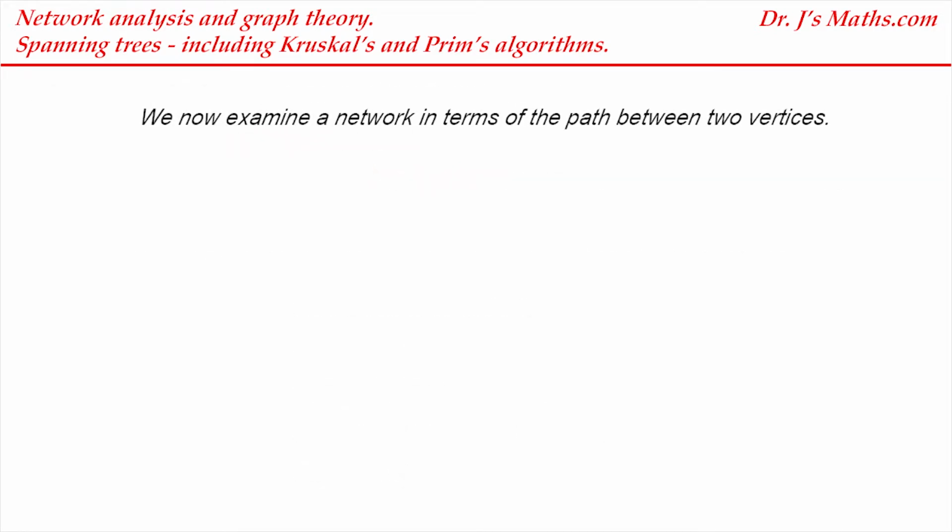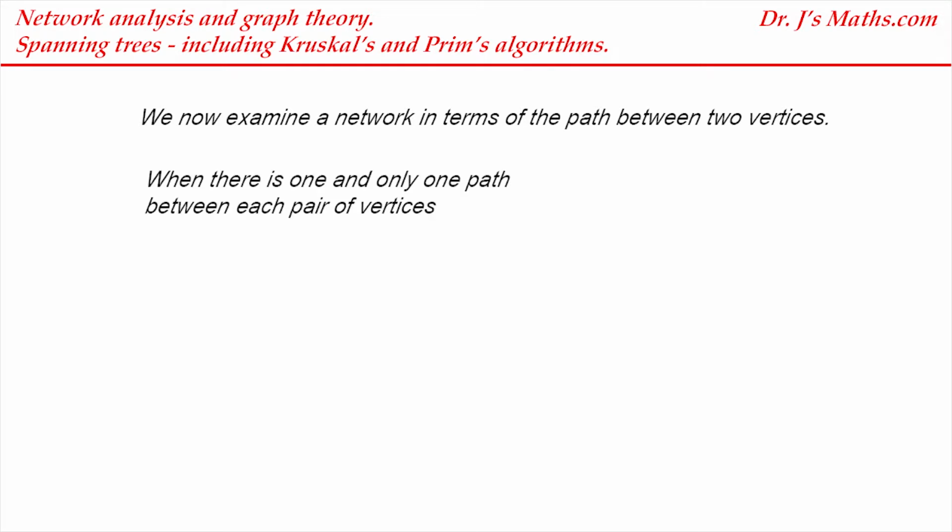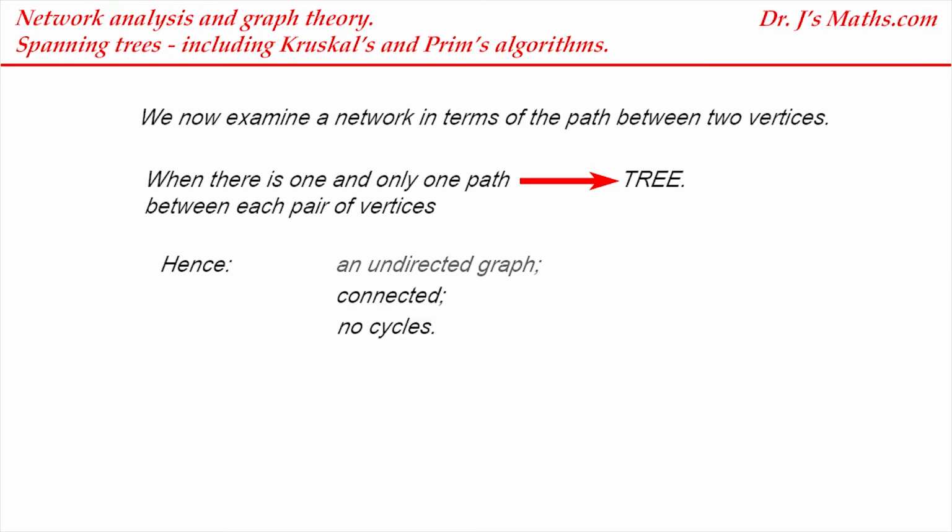Examining a network in terms of the path between two vertices, we say that if there is one and only one path between each pair of vertices, then we have a tree. Hence we're going to have an undirected graph. It's got to be connected and there can't be any cycles.